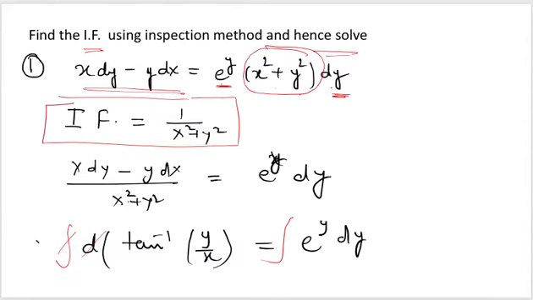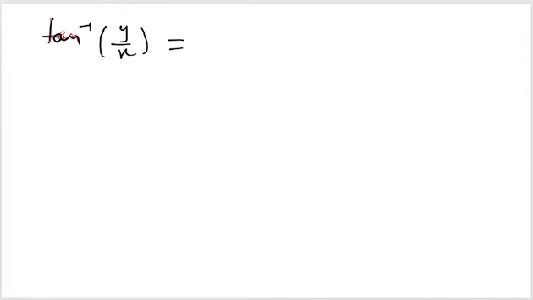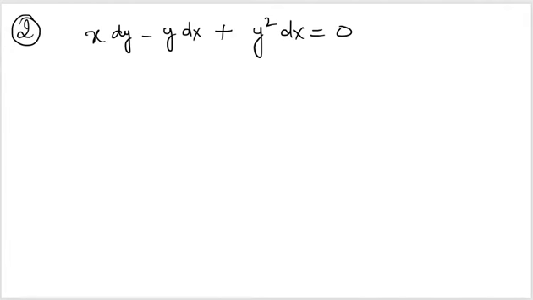In this case, we are left with tan inverse of y by x equals, here we were having e^y integration, so the integration of e^y is e^y plus a constant of integration. So that becomes our solution. Now let us see another example. Example number 2.